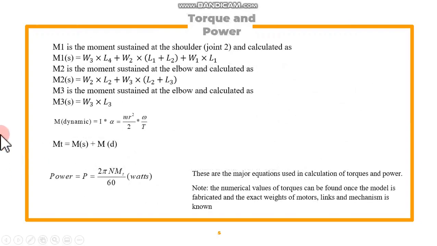We will find static torque by using the following relationship, and we will find dynamic torque by using the following relationship. The total torque will be the sum of static torque and dynamic torque. And in the end, we will find the power using the following relationship.